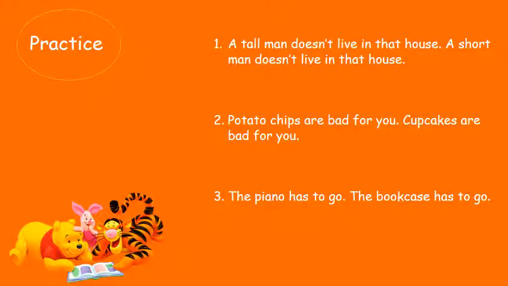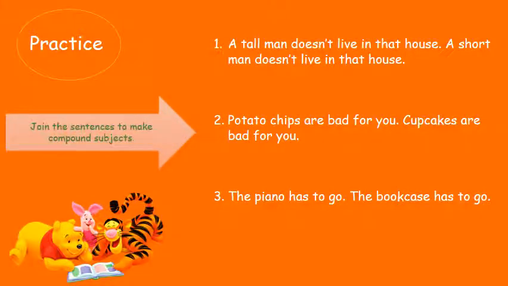Okay, you want to understand the compound subjects more? Let's practice. So, what must we do here in this question? Join the sentences to make compound subjects. So, in other words, I have to join the subjects together to make it compound. Okay? Number one, a tall man doesn't live in that house. A short man doesn't live in that house. In the first sentence, I have the subject a tall man. In the second sentence, I have the subject a short man. So I have to join them together to make it a compound subject. Okay?